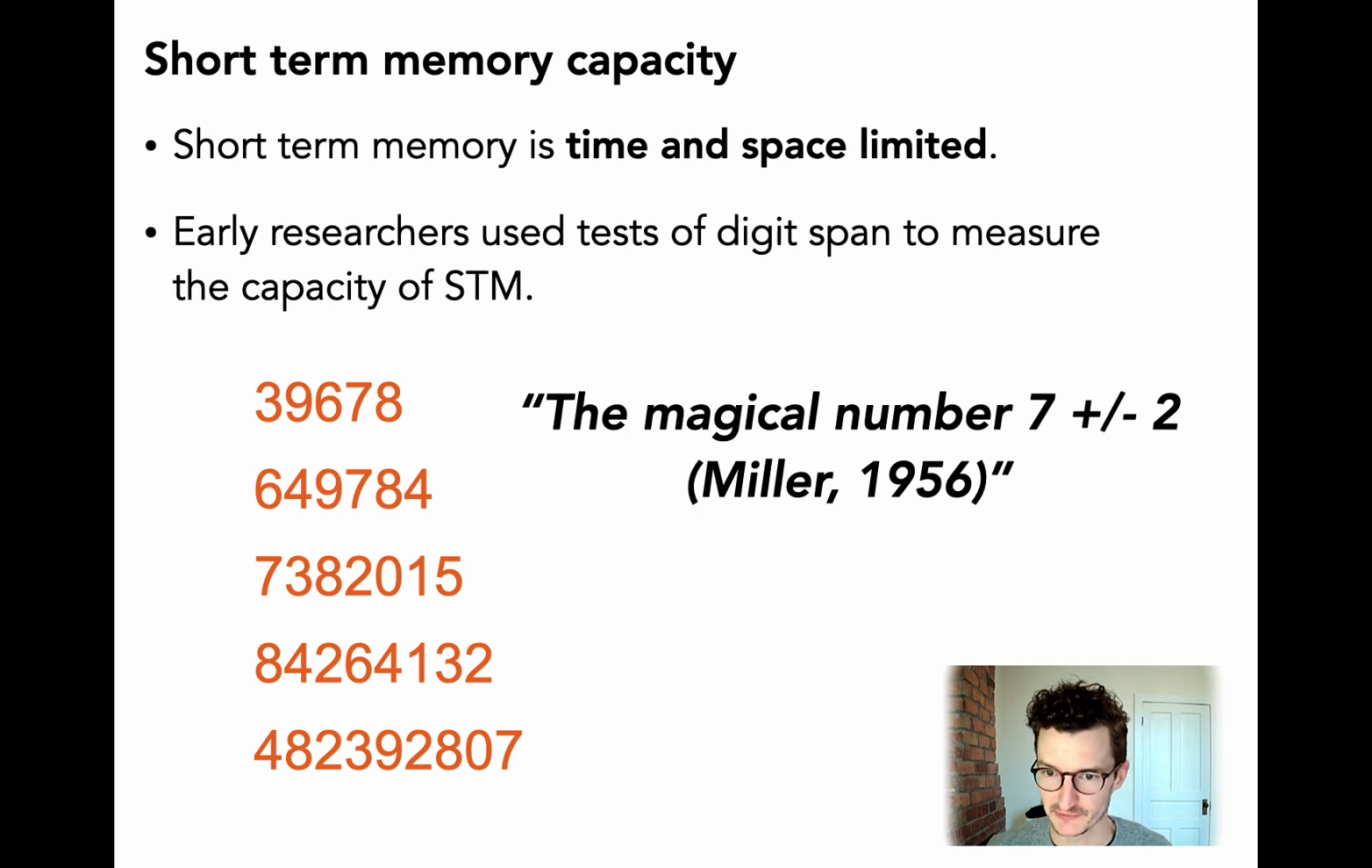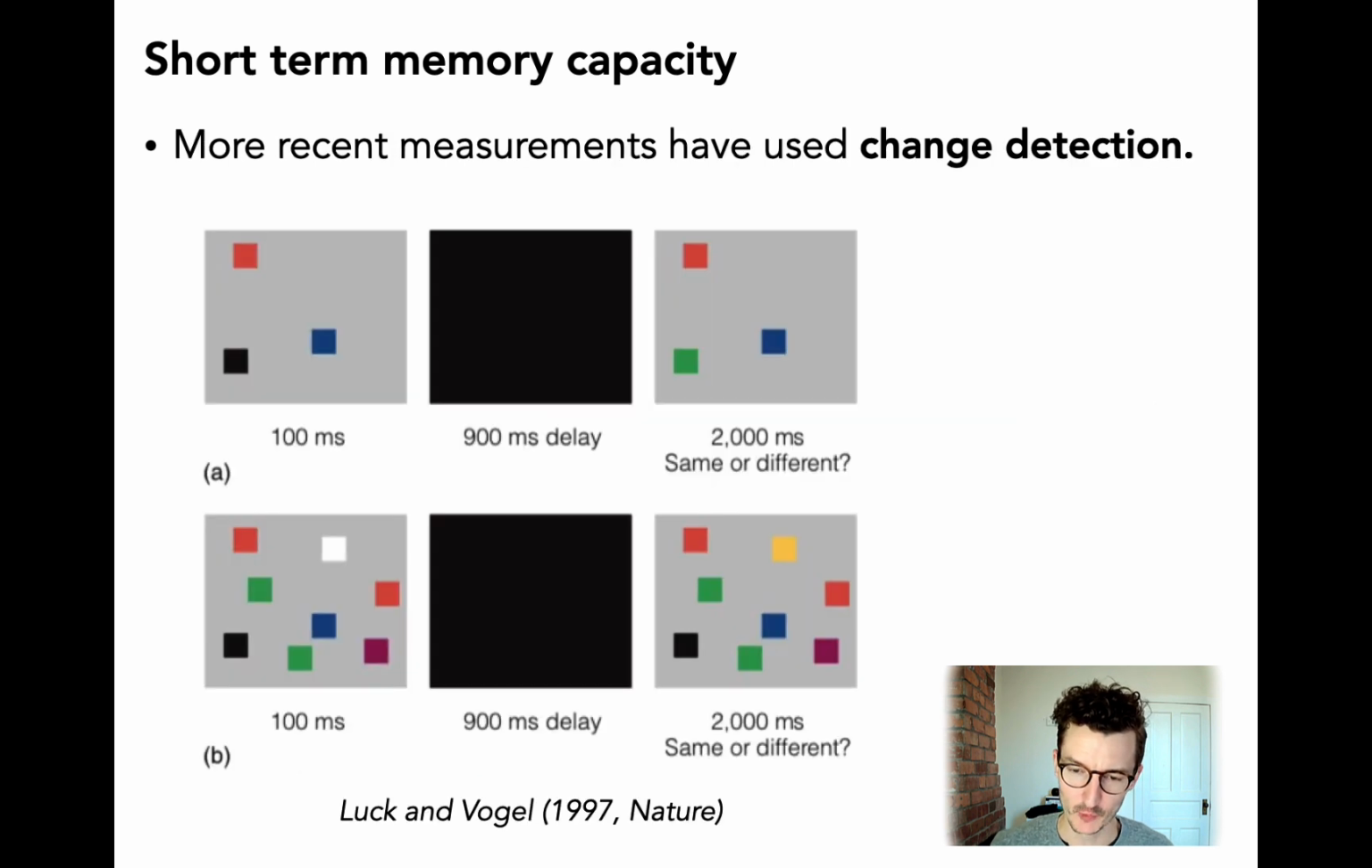So Miller's suggestion was that short-term memory holds about seven things. More recent estimates of the capacity of short-term memory, and I say recent, this was 1997, which was before probably most people in the class were born, so like 23 years ago, but cool study. They used change detection. The way this works is that you see an array of objects for a very brief period of time, 100 milliseconds.